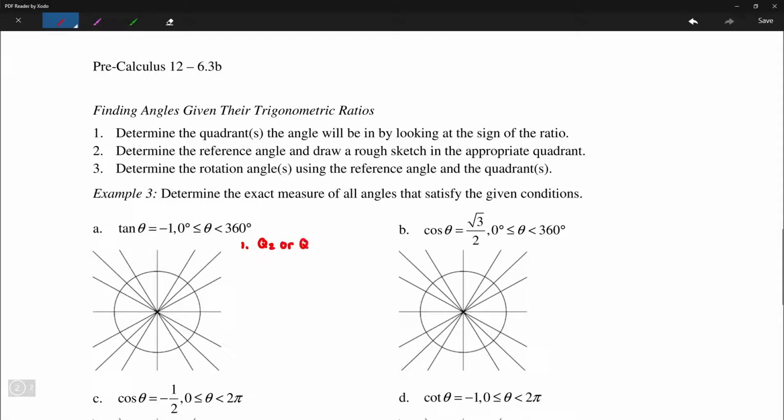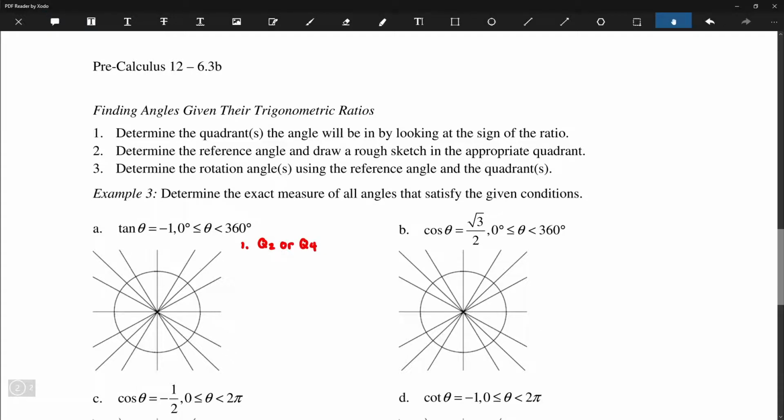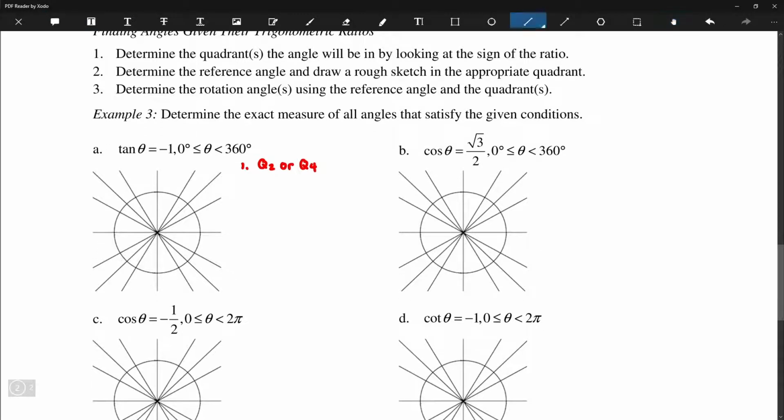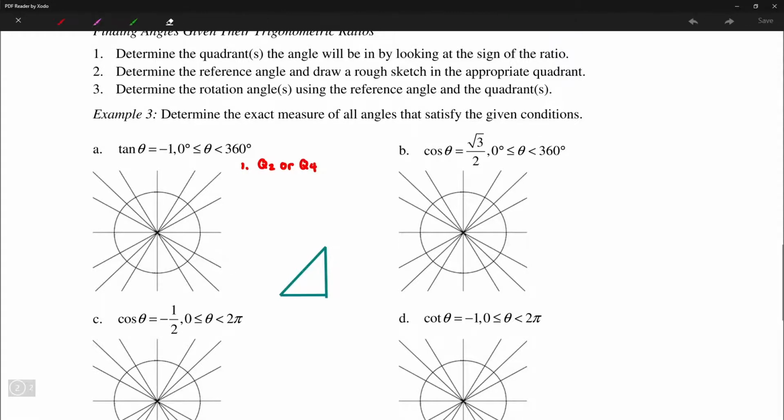So there's two possibilities. The second part is to determine the reference angle and draw a rough sketch in the appropriate quadrant or quadrants. And then finally determine the rotational angles. Okay, so in order to do this, we'll need the special triangles. Let's go ahead and draw these here really quickly. The first special triangle is the 45, 45, 90 triangle, or the pi over 4, pi over 4, pi over 2 triangle.